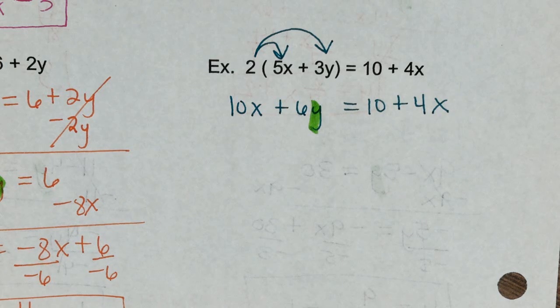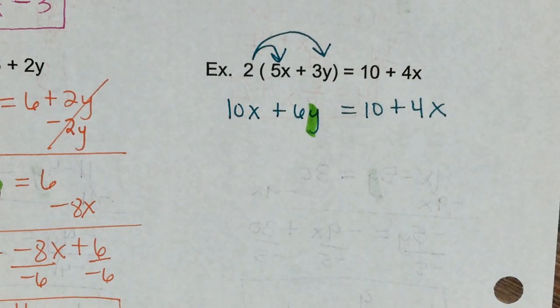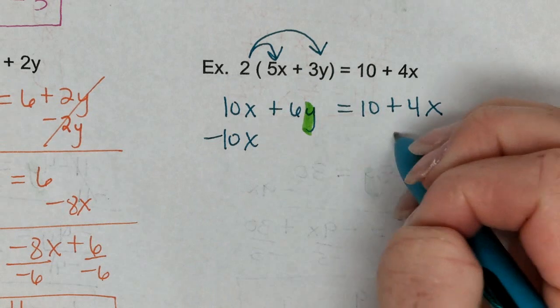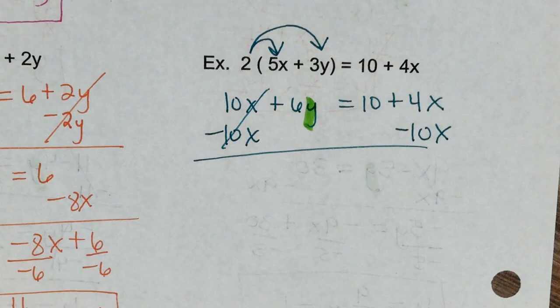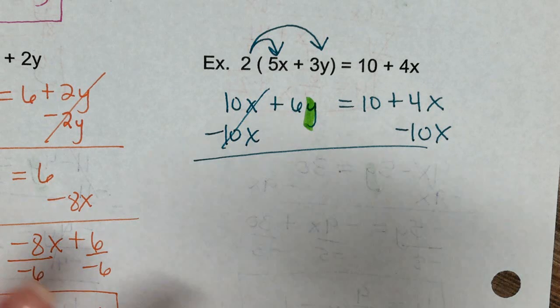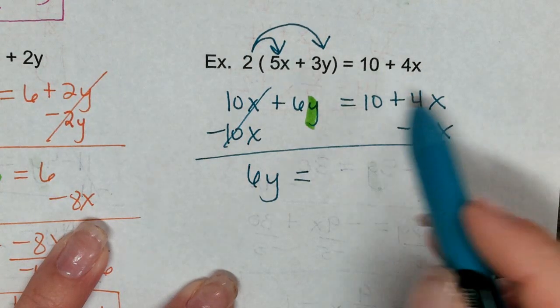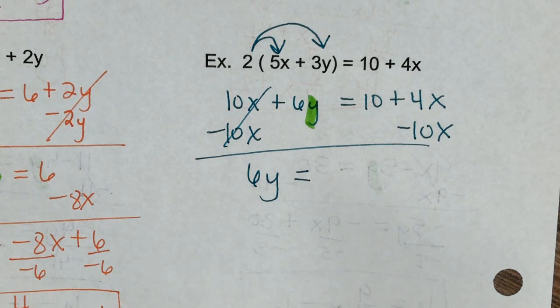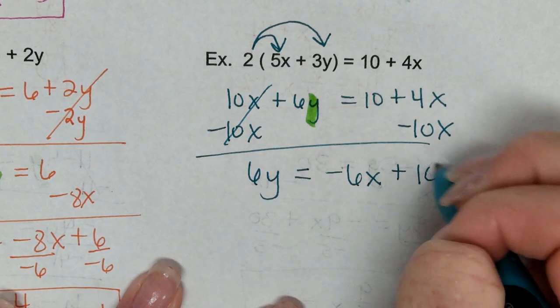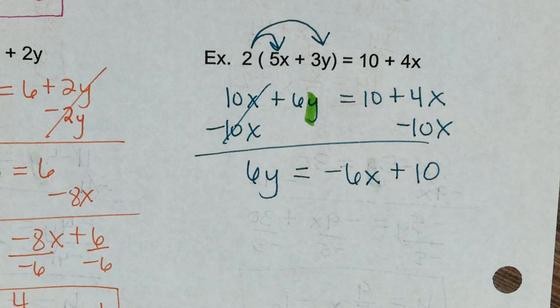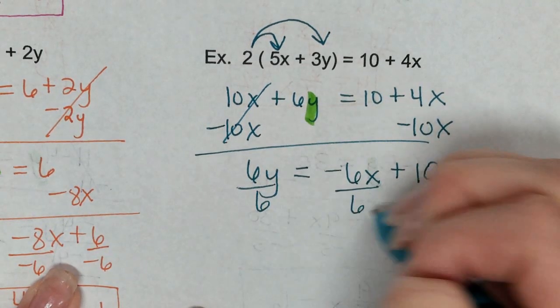So you always have to think about what is my goal and what will help me, right? So I want to get this 10x to this side. I'm going to do that by subtraction. I'm going to put it under the 4x because I can combine them. Am I going too fast? Are we okay? All right, so I have 6y equals, which one of these do I want to write first? The x's, right? What's 4 minus 10? So I have -6x plus 10. And now I'm going to get rid of the 6 by dividing everything by 6.